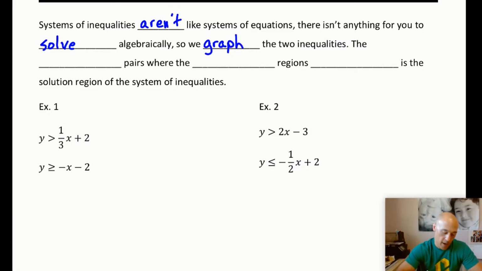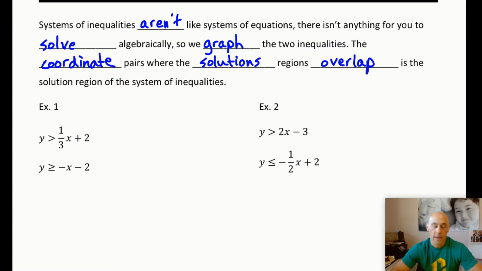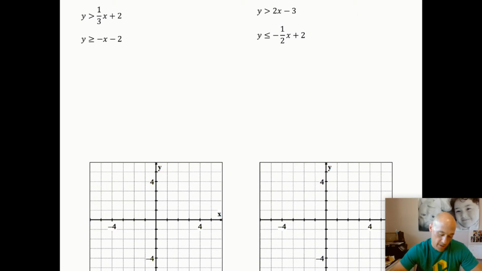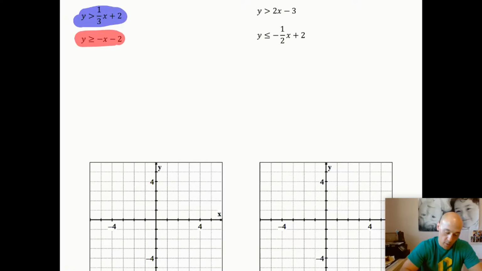The coordinate pairs, so those are all the xy pairs, where the solution regions overlap is the solution region of the system of inequalities. So we have two examples of systems of inequalities that we're going to graph, and hopefully this makes sense to you by the time we're done. So I'm going to do one in blue and one in red.